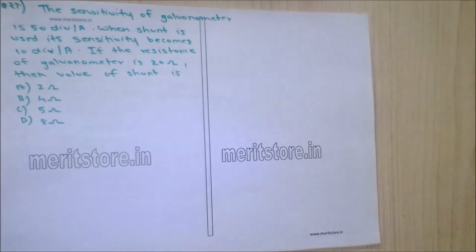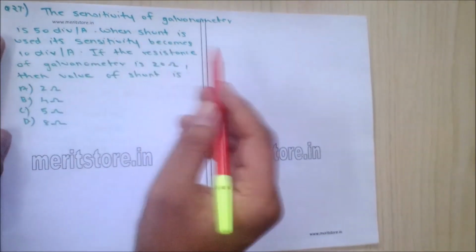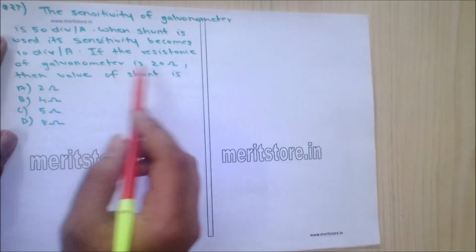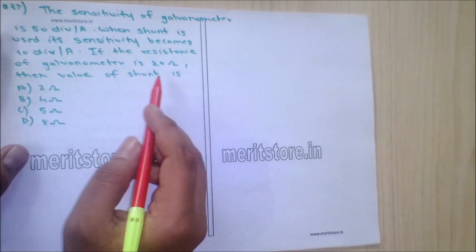Question number 27. The sensitivity of galvanometer is 50. When shunt is used, its sensitivity becomes 10. If the resistance of galvanometer is 20 ohm, then value of shunt is.